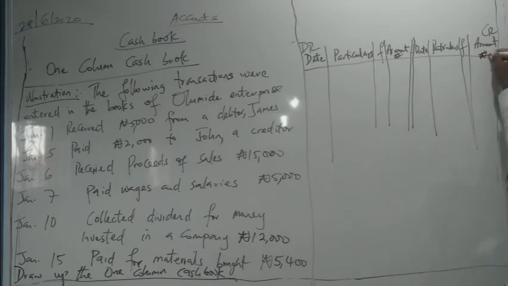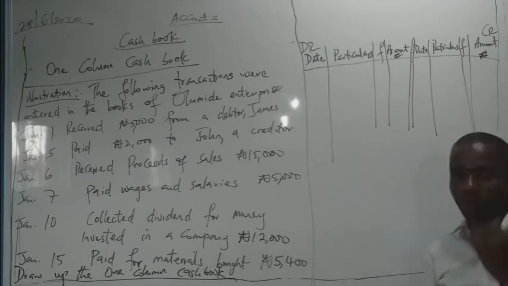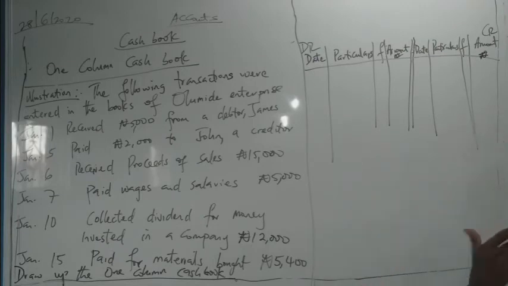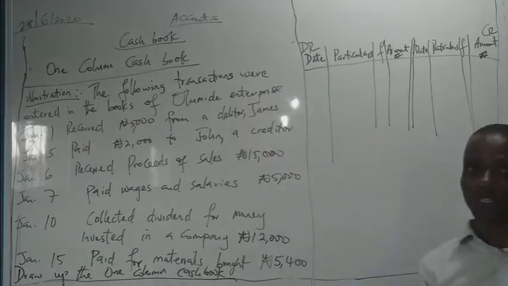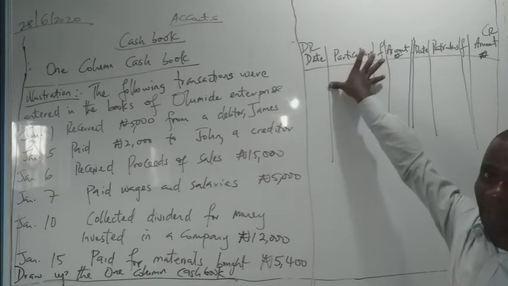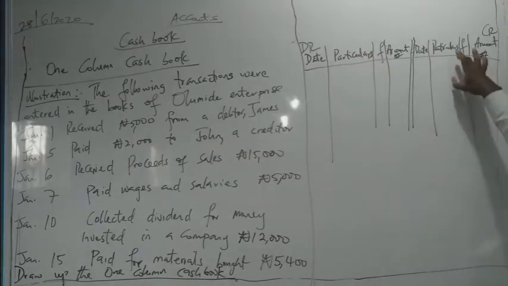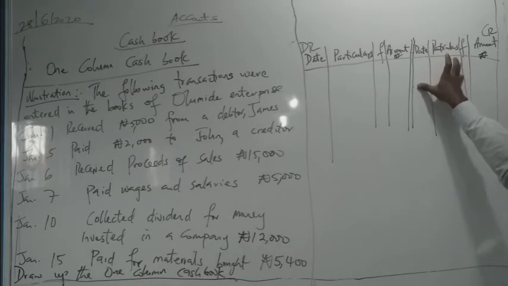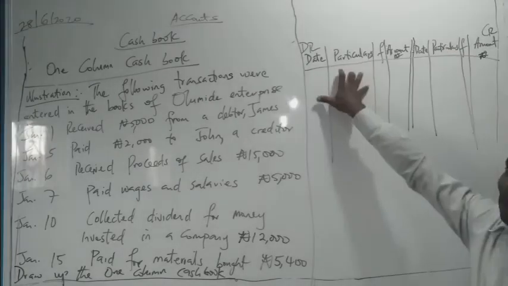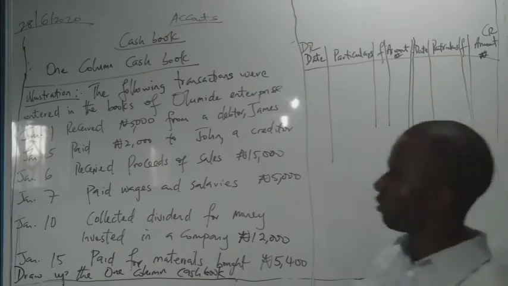Then your naira sign. Now, the trick here is when money is coming in, that means Olumide Enterprises is receiving cash or proceeds, it will be debited. But when money is going out or is making payment, it will be what? Credited. So money coming in, debited. Money going out, credited.